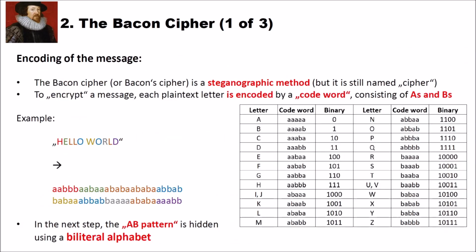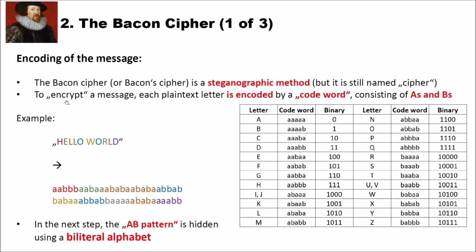Now let's have a look at the Bacon cipher. And to encrypt, or not even to encrypt, to hide messages using this cipher, or let's call it method, we have two steps. And this is the first step here. The Bacon cipher, also referred to as Baconian cipher, is a steganographic method. But as I already said, it is still named cipher.